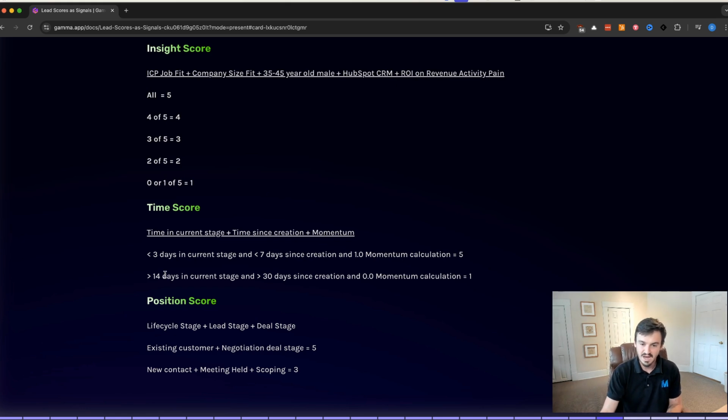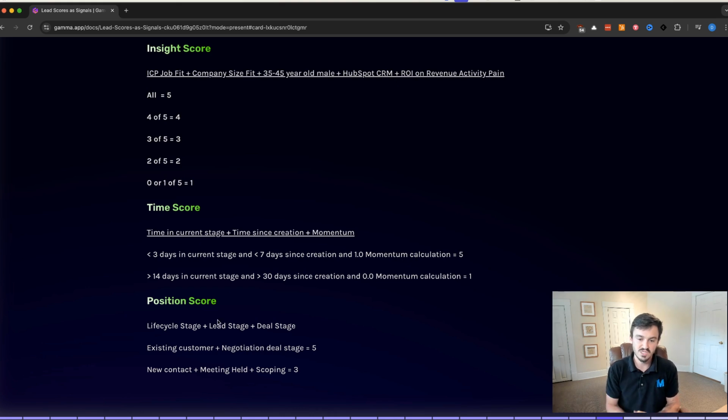And then the opposite of that, so a 1 would be if they've been more than 14 days in the current stage, more than 30 days since creation, and 0.0 momentum calculation. So they move slowly through the pipeline for that momentum calculation. They come to a grinding halt. They've been sitting there for a while. It's been more than 30 days since we first got them as a contact or as a lead. Then we know it's a 1. Their time score is pretty low.